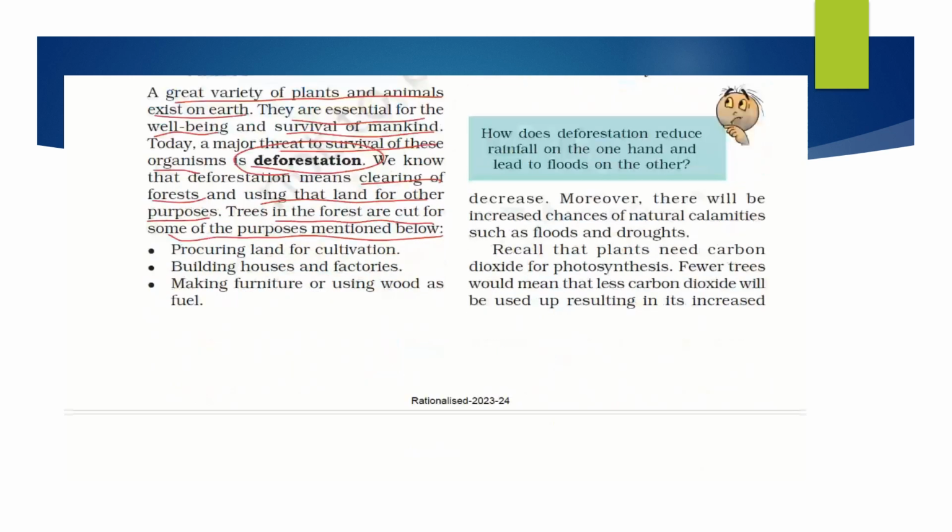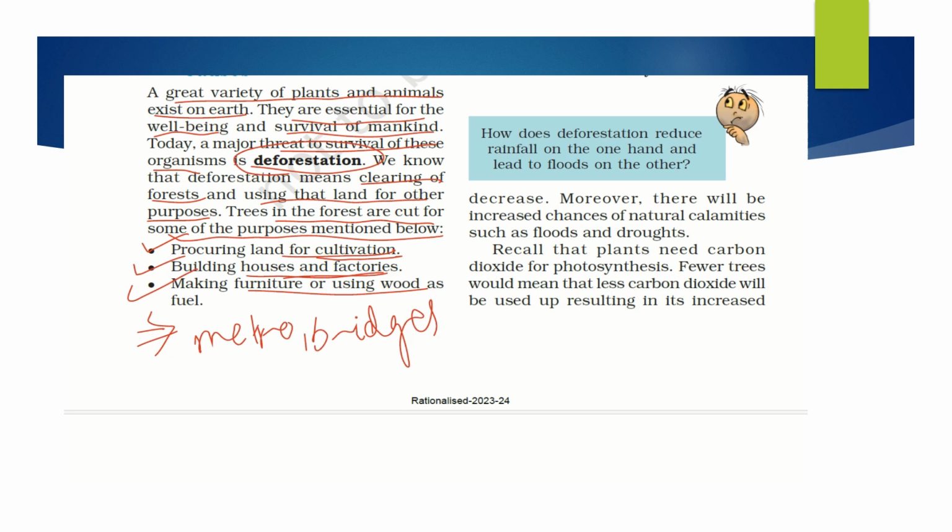So what are the purposes mainly? First of all, procuring land for cultivation, building houses or factories, making furniture or using wood as fuel. There are many other causes as well. Nowadays everywhere you see metro construction, malls and buildings coming up. Everywhere the forest ecosystem is being destroyed very badly. For all buildings and metro construction work, we are seeing metro bridges and all destroying the forests. This is totally a setback for the ecosystem. Our ecosystem is getting fully disturbed.